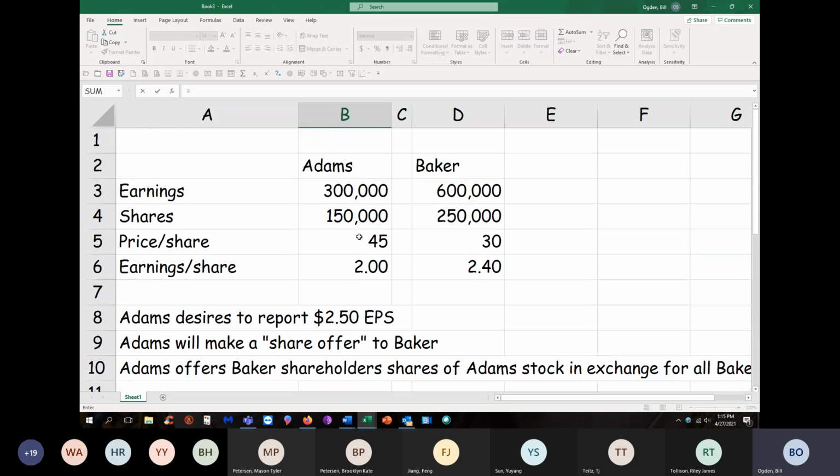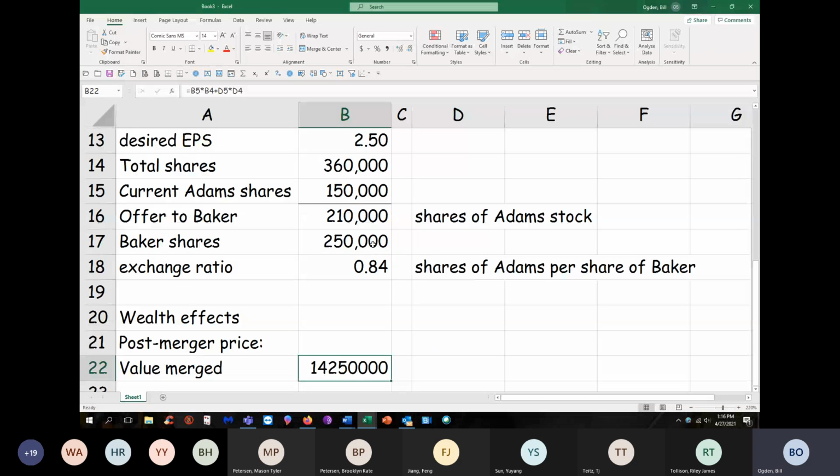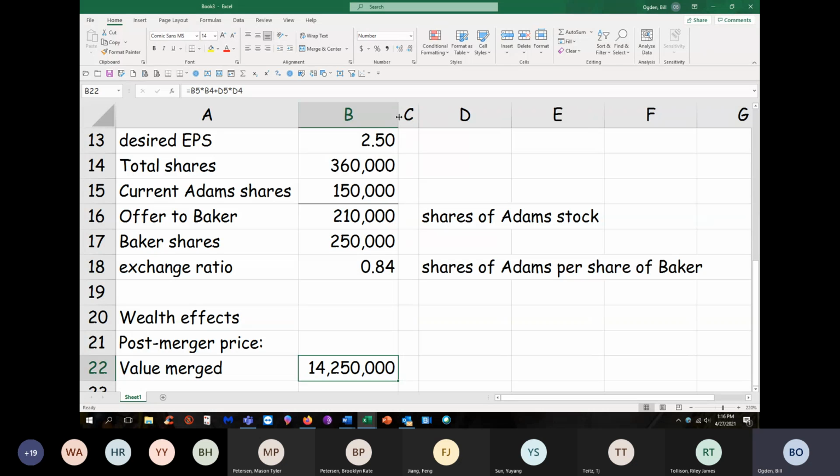Well, the current market says that Adams is worth $45 a share times 150,000 shares. So if we merge that with Baker, and Baker is $30 a share times 250,000 shares, we have a total market value here of 14. Oh, that didn't fit. Let's open this up a little bit. 14,250,000.